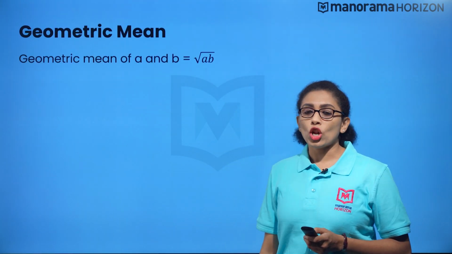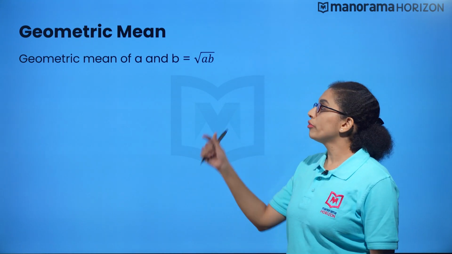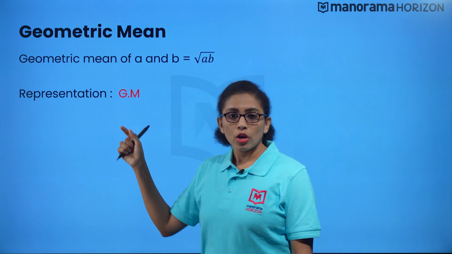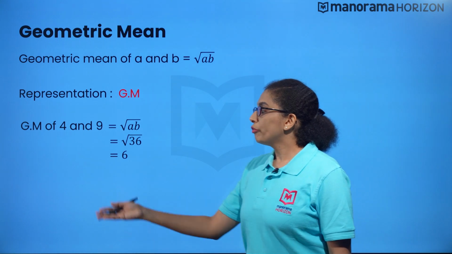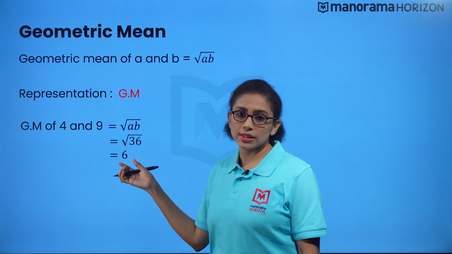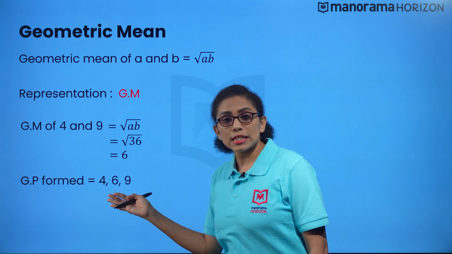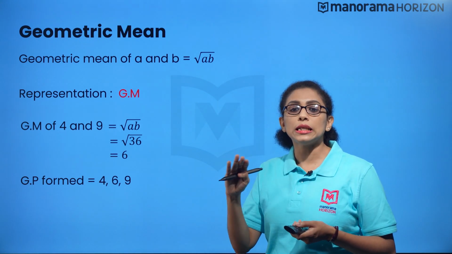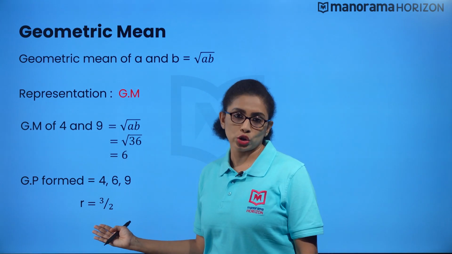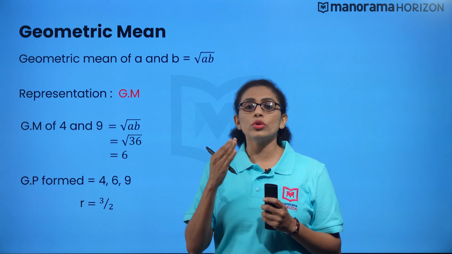The geometric mean of two positive numbers a and b is the number square root of ab, and the geometric mean is abbreviated as GM. For example, the geometric mean of 4 and 9 is 6. How? Root of 36, which is equal to 6. Here we observe that the three numbers 4, 6, 9 are the consecutive terms of a GP with the common ratio 3 by 2.